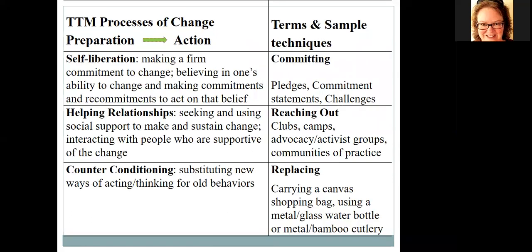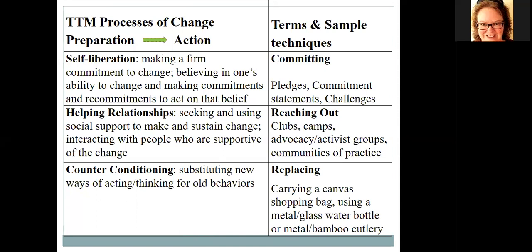So let's move on to preparation, moving to action. There are three processes of change that can be particularly helpful in making this movement from stage three, preparation, to stage four, action. The first is self-liberation, which is a really fancy way of saying committing to the change. Examples of facilitative techniques can include pledges, commitment statements, and participating in challenges, signing up for challenges. The second one here is helping relationships, which is about reaching out to connect with others who are supportive of the change.